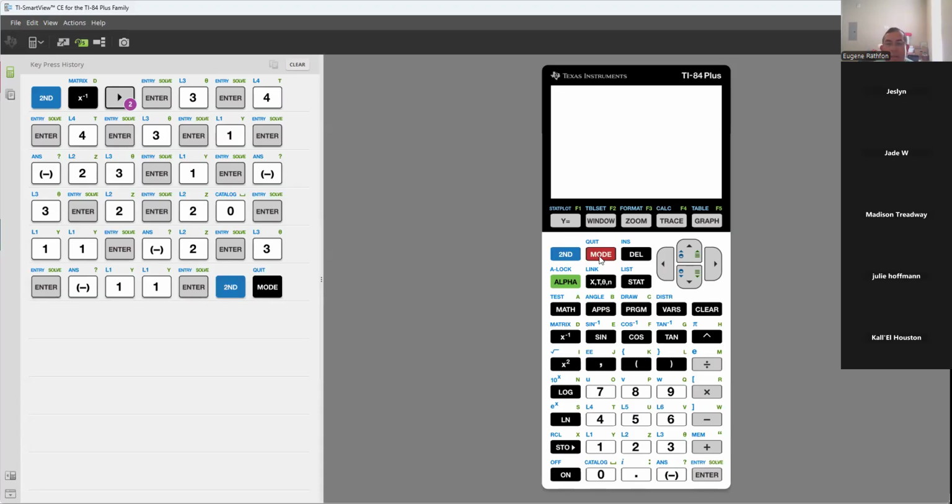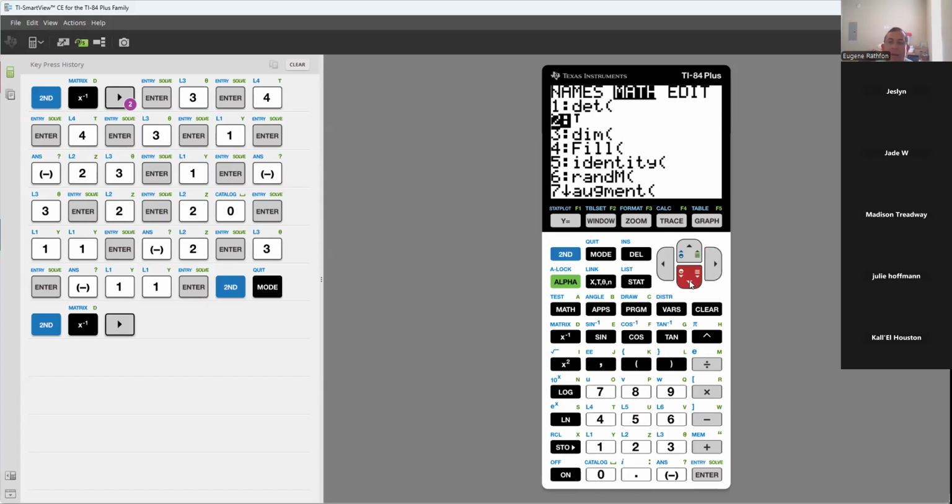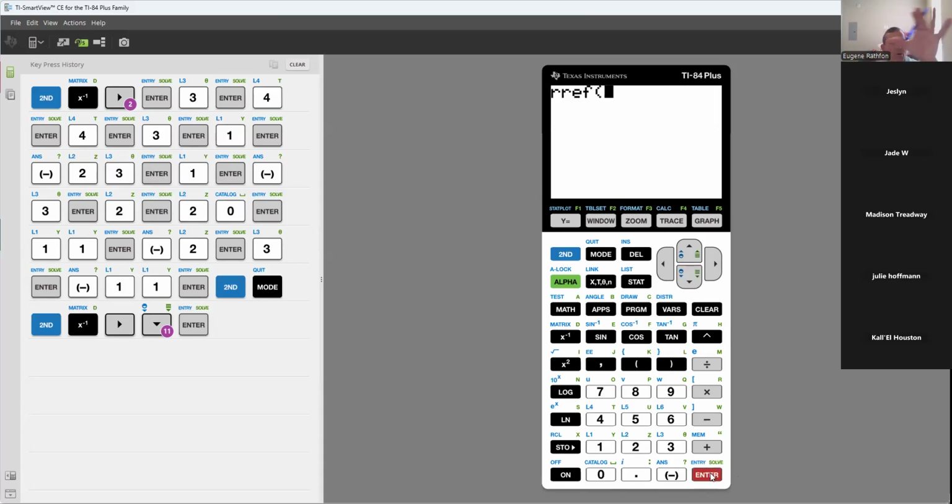So remember, now we got to go get the math. So I hit second, x negative 1, and I'm going to arrow right to the math column, and then arrow down until we find RREF. Mine's always B on mine, B, RREF. Hit enter on that. It brings the RREF to the screen. Now you got to get the matrix. So second, x negative 1, and then enter because that's your matrix A. Once you got matrix A up there, you hit enter.